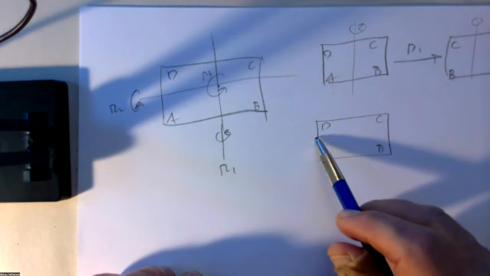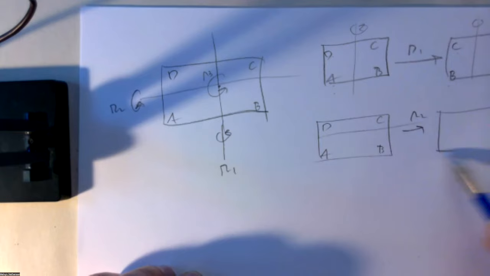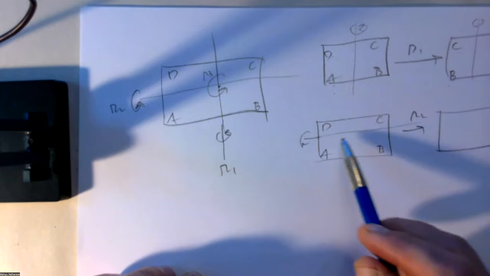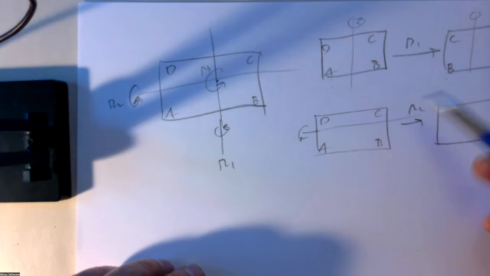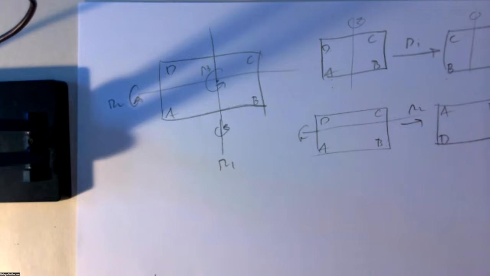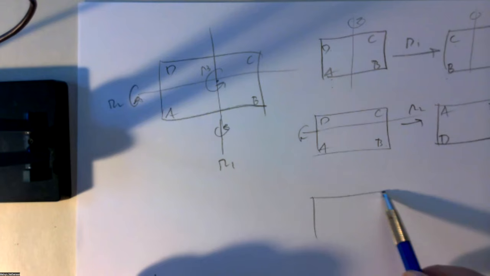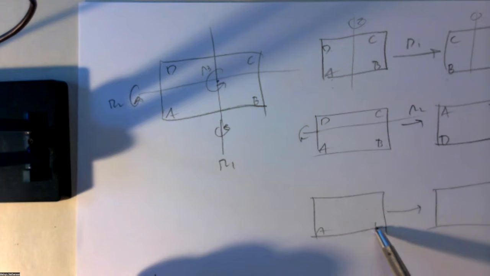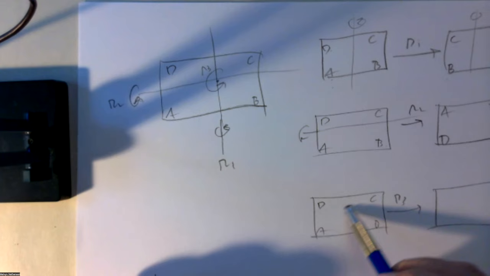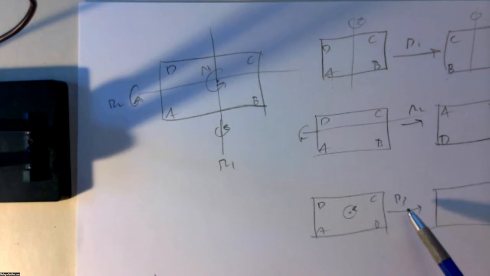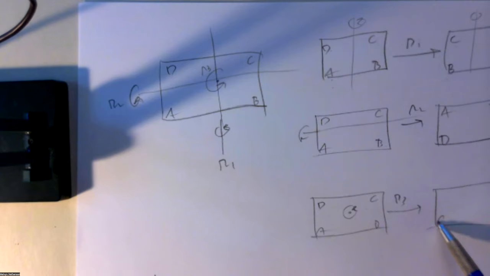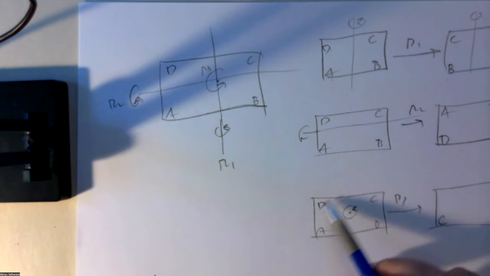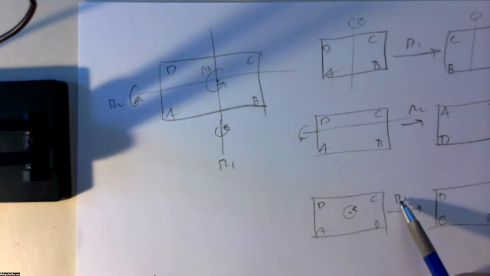Suppose I perform the rotation R2, which is the rotation through this axis through the center parallel to the long sides. So the top DC goes to the bottom, and the bottom AB goes to the top. Suppose I perform the rotation R3, which is a rotation around the center by pi radians. So C comes around to A. A moves up to where C was. B moves around to D. D moves around to B. So this is the rotation R3.